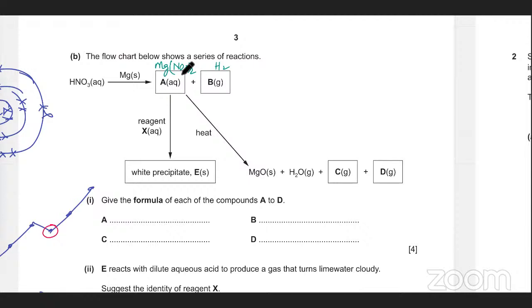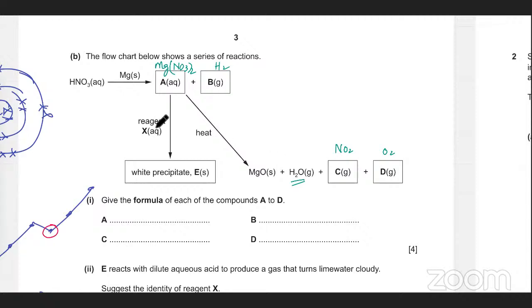Now he's decomposing the nitrate. When you decompose the nitrate, an oxide is produced, NO2 is produced, and oxygen gas is produced. The only reason he's adding water to it is because it's aqueous. So the water vapors would also be present when you heat it. So nitrates decompose to form these 3 things.